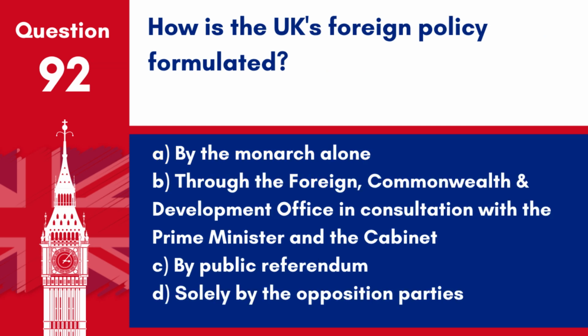Question 92. How is the UK's foreign policy formulated? A. By the monarch alone. B. Through the Foreign, Commonwealth and Development Office in consultation with the Prime Minister and the Cabinet. C. By public referendum. D. Solely by the opposition parties.